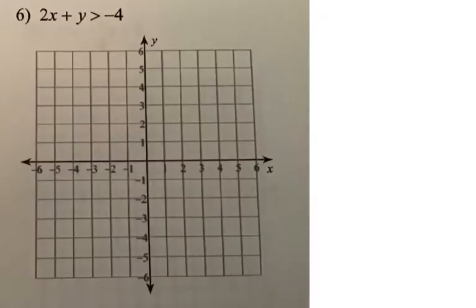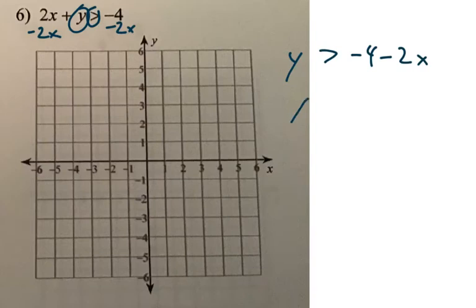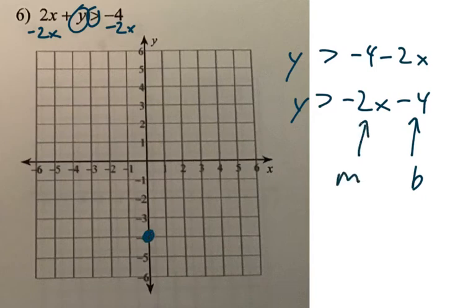Okay, let's try another one. Again, we're going to solve for y here. I'm going to just simply minus 2x both sides. So y is going to be greater than negative 4 minus 2x, or y is greater than negative 2x minus 4. Our b is negative 4. Start down here. Y-intercept is negative 4. My m, my slope, is negative 2. What does that mean? I'm going to go down 2. I'm going to go over 1. Down 2 over 1 is a slope of negative 2.